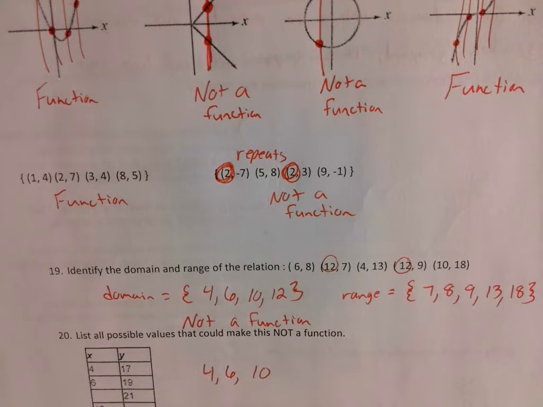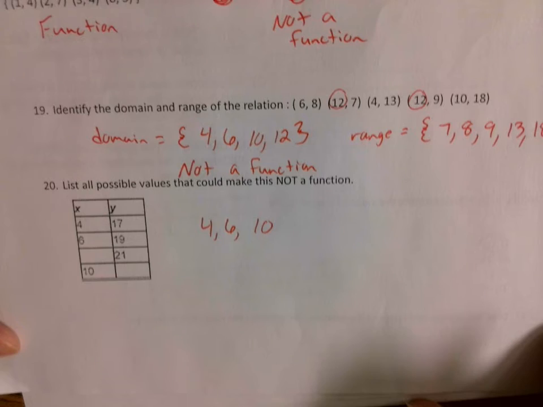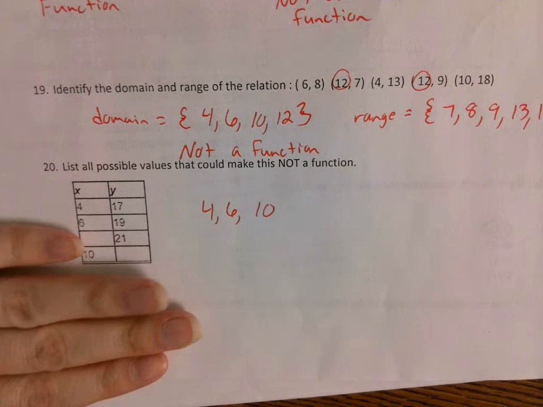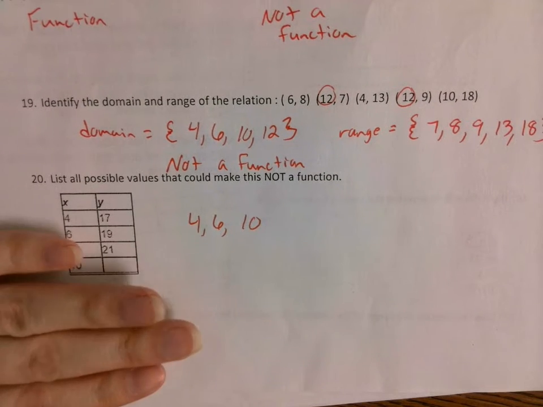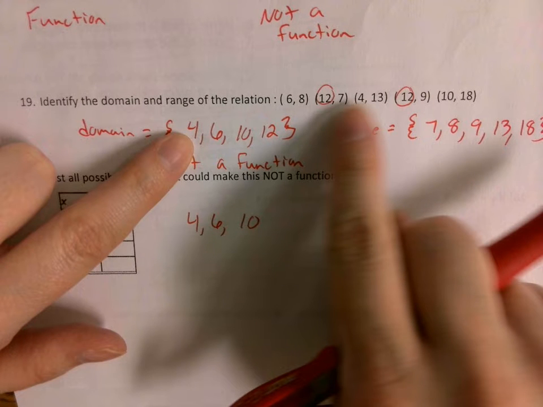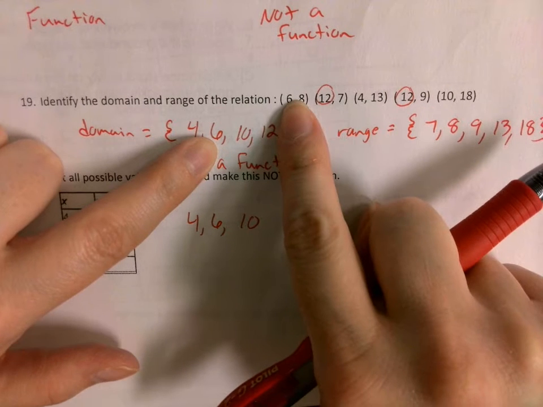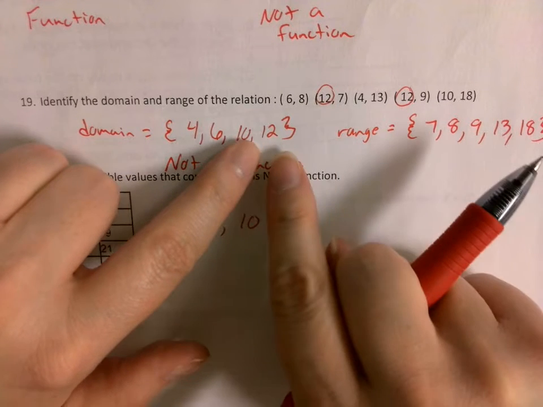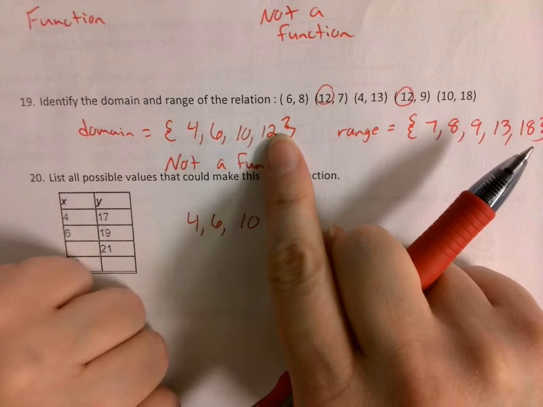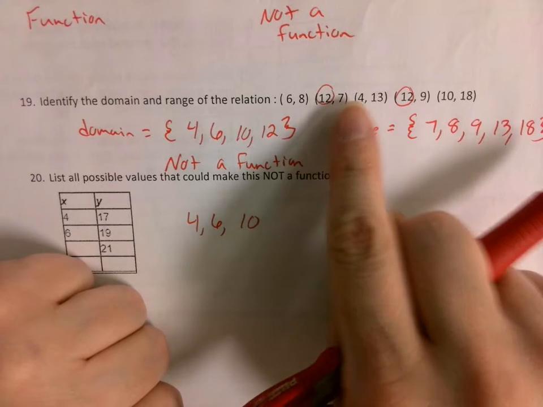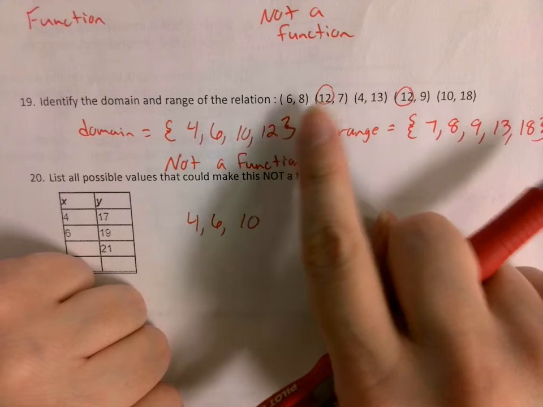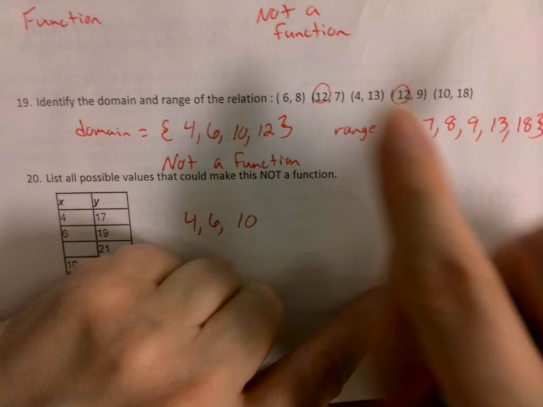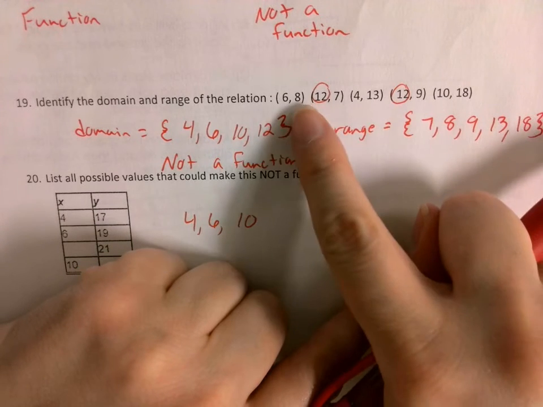All right, number 19, identify the domain and the range of this relation. So remember, the domain is the x values. So the domain is going to be a 4, a 6, a 10, and it happens to have 2 12s, but I only have to write the 12 one time. But because it has 2 12s, does that make it a function or not? It's not a function. The range is a 7, an 8, a 9, a 13, and an 18.